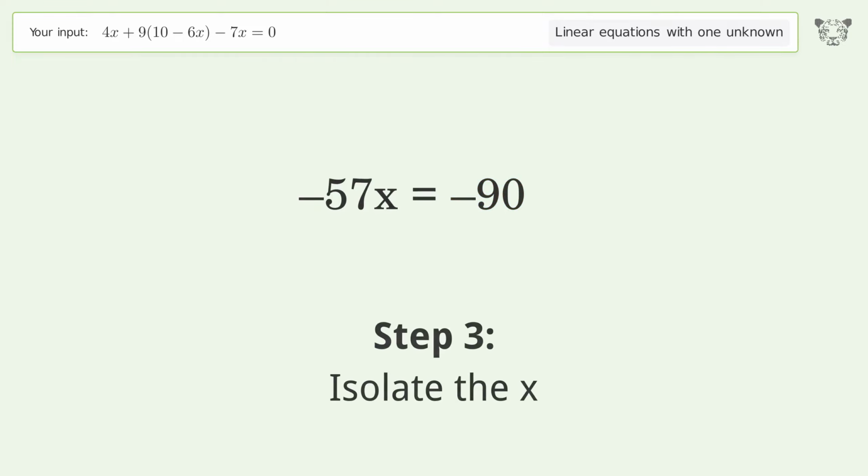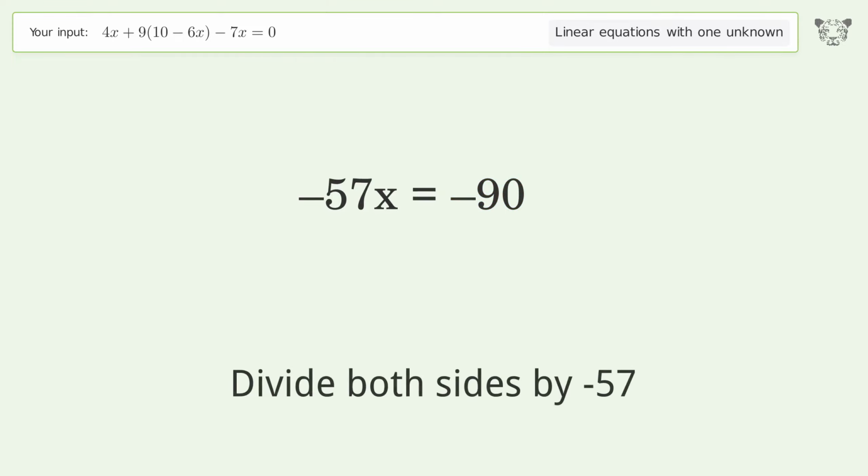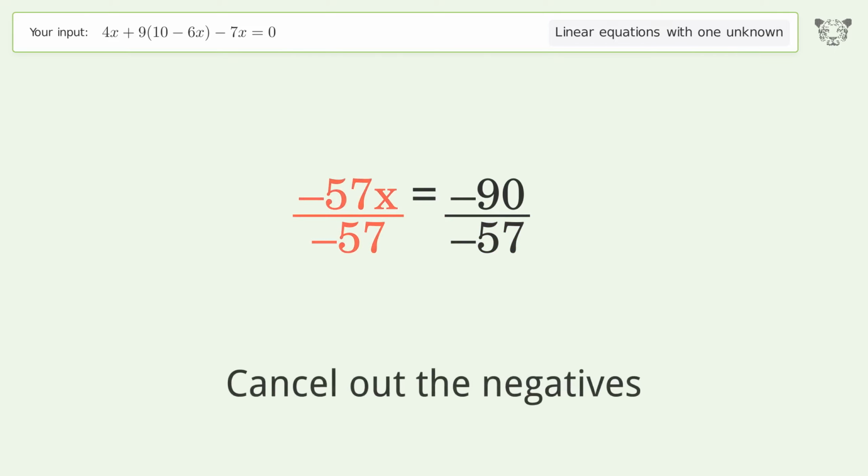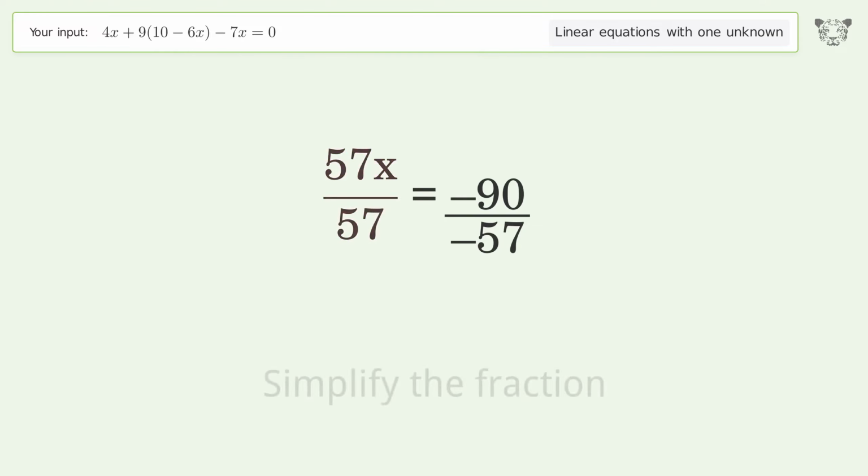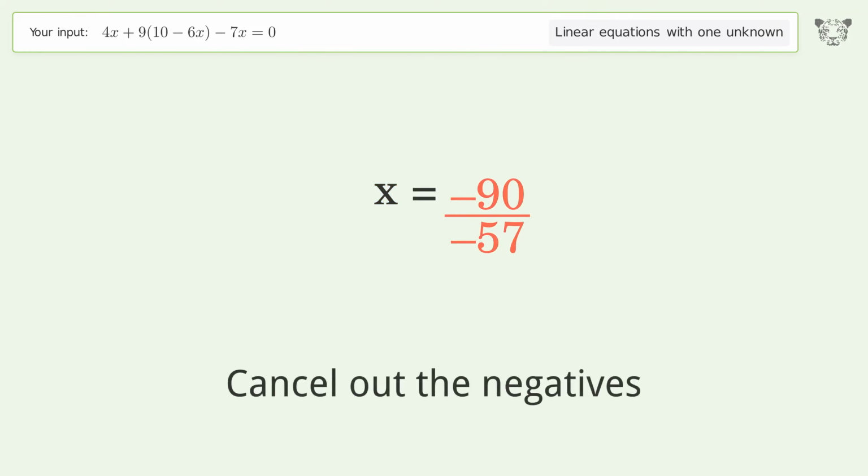Isolate the x. Divide both sides by -57. Cancel out the negatives. Simplify the fraction. Cancel out the negatives.